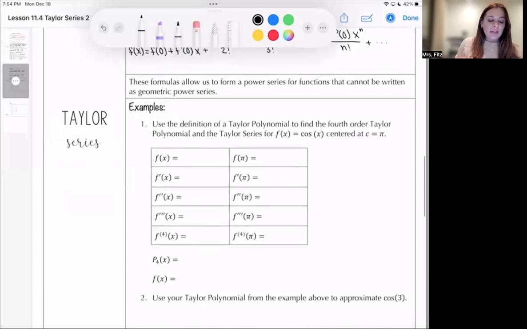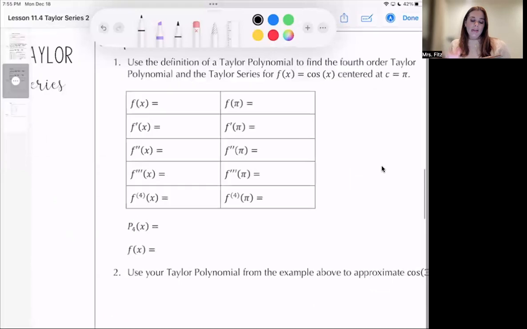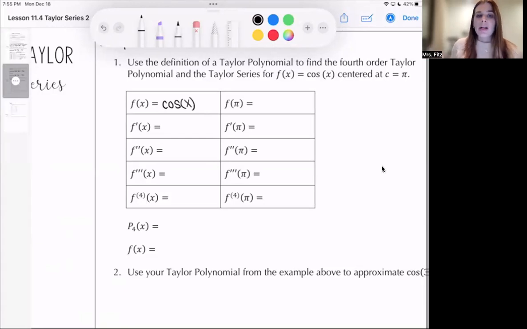Okay, so let's take a look at an example. It says, use the definition of a Taylor polynomial to find the fourth order Taylor polynomial and the Taylor series for f of x equals cosine of x centered at c equals pi. Okay, so f of x equals cosine of x. So we're going to fill that into the table. Remember, this table will not be given to you on problems like this. Now we're going to plug in pi. So cosine of pi is -1.